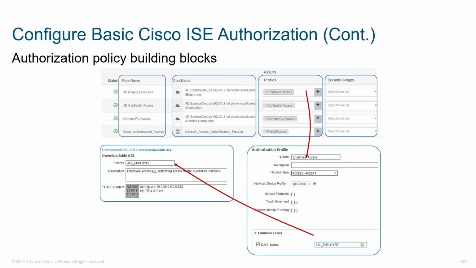So authorization policies have various building blocks. When we define things within ISE, we can come back and leverage them from drop-down boxes. So when we talk about employee access, contractor access, etc., these authorization profiles will define what it is that we want to do. In this case, we want to push down a downloadable ACL to the switch. Here's the name of the ACL. Here's the particular entries of the ACL. And again, it'll just be pushed down and applied on that particular device.